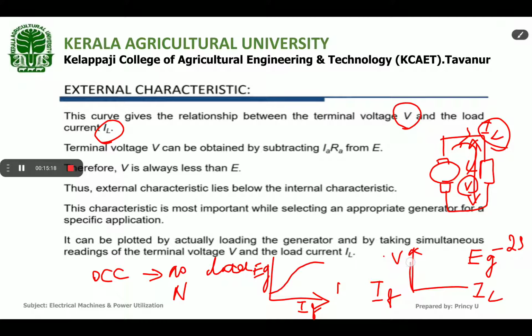The voltage is at a particular value. Actually it should be a constant value if there are no losses, but due to armature drop there will be a small drop of EG when it is loaded. So the curve goes to dropping characteristics. Then there will be an armature resistance drop also, and another curve will again be dropping characteristics. So this will be the external characteristics, or dropping characteristics.